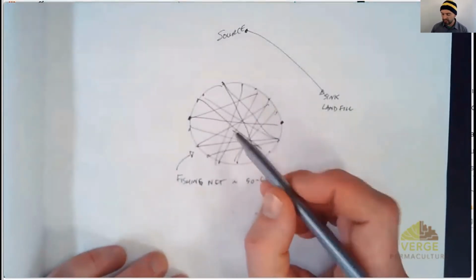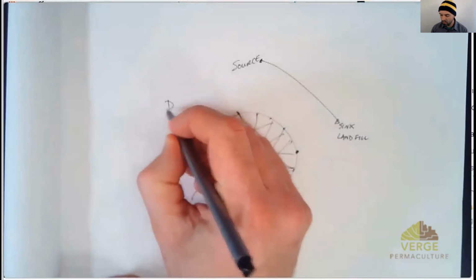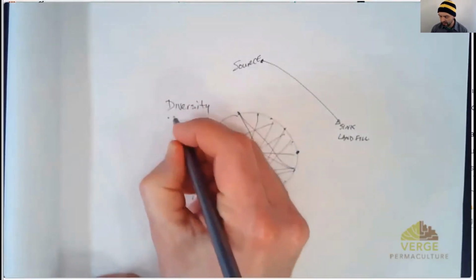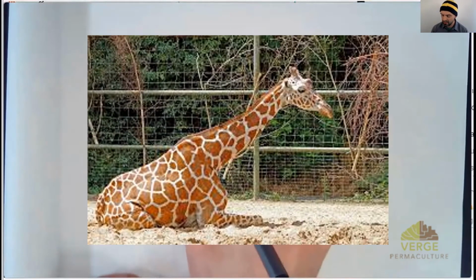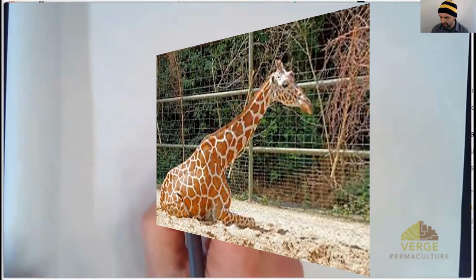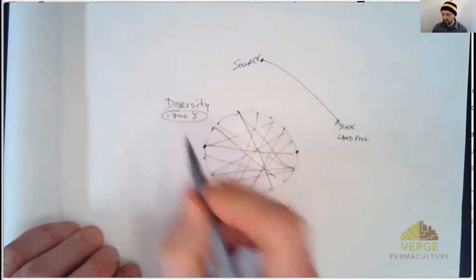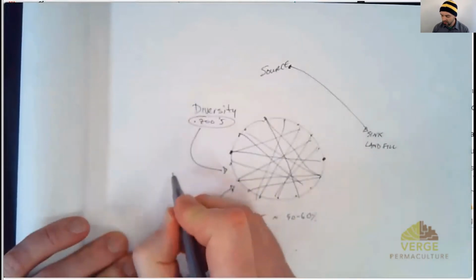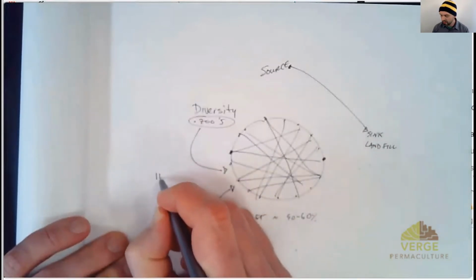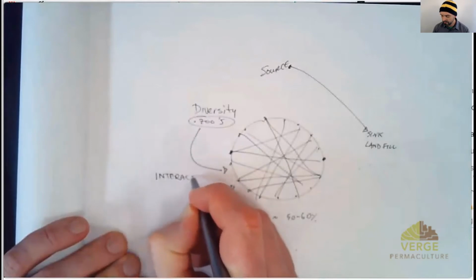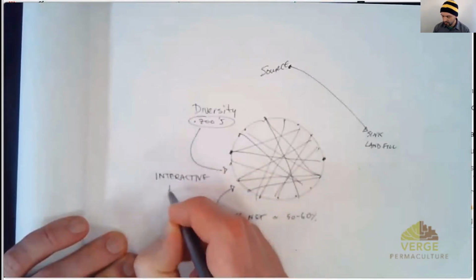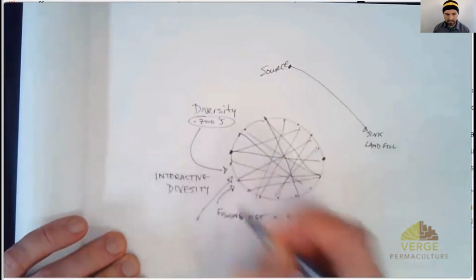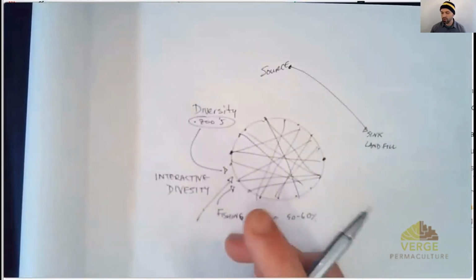Now, diversity itself is not enough, okay? So what elements actually have high diversity? Well, we can say that zoos have high diversity, right? Because there's lots of different elements in a zoo, but the difference between a zoo and this ecosystem is that zoos don't have what we call interactive diversity. This is interactive diversity, and it's so important.